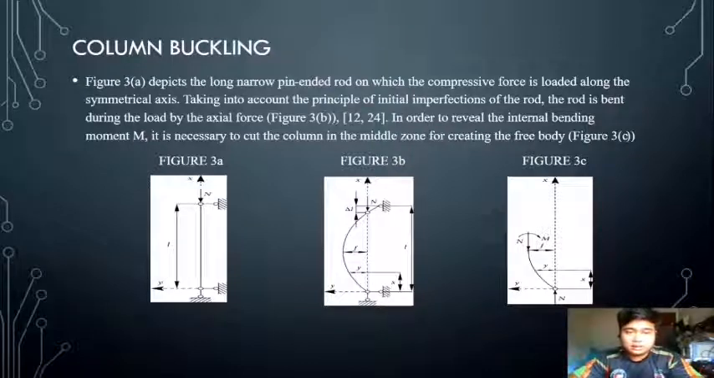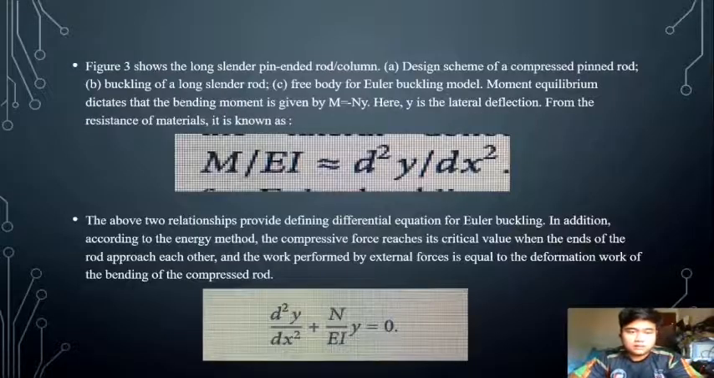It is necessary to cut the column in the middle zone for creating the free body diagram, like the figure 3c. Figure 3 shows the long slender pin-ended rod column. Design scheme of a compressed pin rod, buckling of a slender rod, free body of Euler buckling model. Moment equilibrium dictate that the bending moment is given by M equal to negative N Y. Here Y is the lateral deflection from the resistance of material. It is known as this equation.